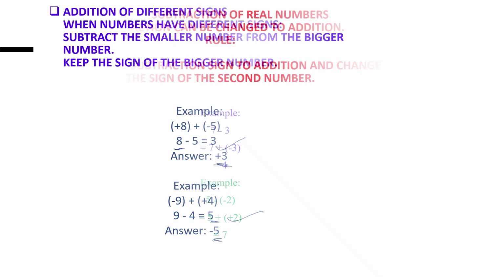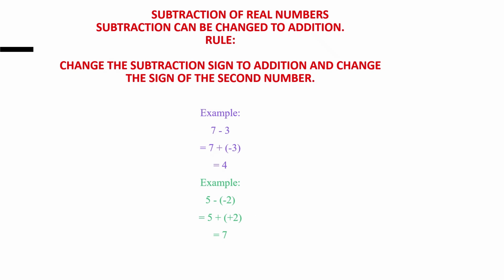Subtraction of real numbers can be changed from the addition rule. Change the subtraction sign to addition and change the sign of the second number. For example, 7 minus 3 is the same as 7 plus negative 3, and that will give you positive 4. Another example, 5 minus negative 2 will give you 5 plus positive 2. That will give you 7.